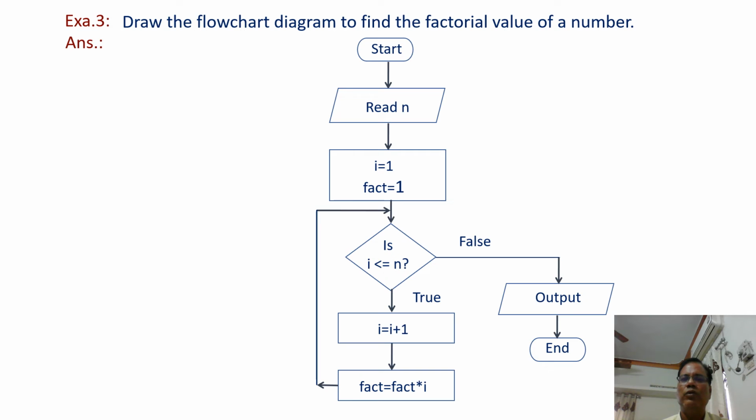Now we know that to find the factorial of a number, we multiply all the numbers starting from the value of the number. So that logic is represented here in pictorial form. Until the counter has not exceeded the number, we follow this path. When it exceeds the number, the condition becomes false, and then the output is displayed. So how to find the factorial of a number? That is displayed in this flowchart.